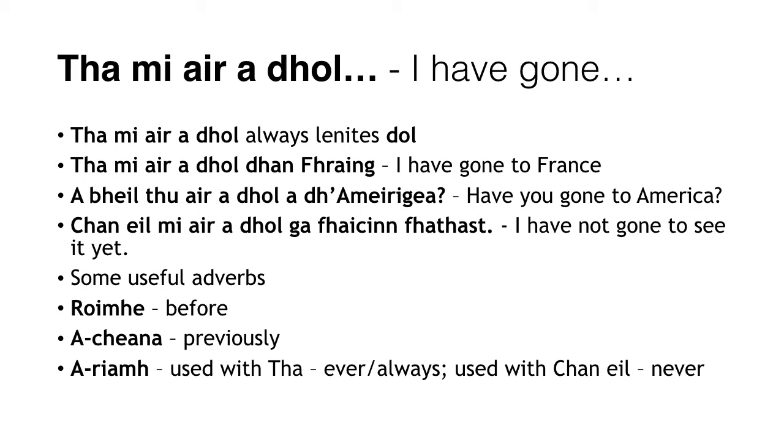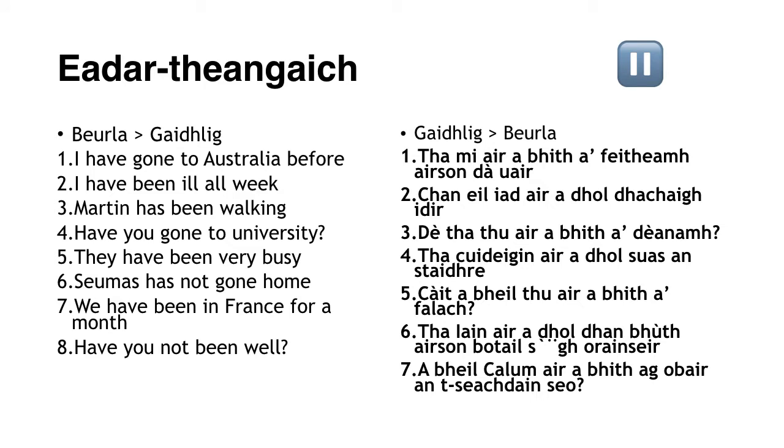And if you remember in the previous lesson, we're using the gam gats there. Now, some useful verbs which might help you out with that, just talking about past and before, especially with have, is roie, before, echane, previously, and riev, used with ha, you talking like I have ever, or always, or chaniel, you're talking about never. So we'll look at the next slide, and there's some Eder Hengi here, Berwa to Gaelic again, and Gaelic to Berwa. So if you have a chance to do that, just pause it and then move on when you're ready.